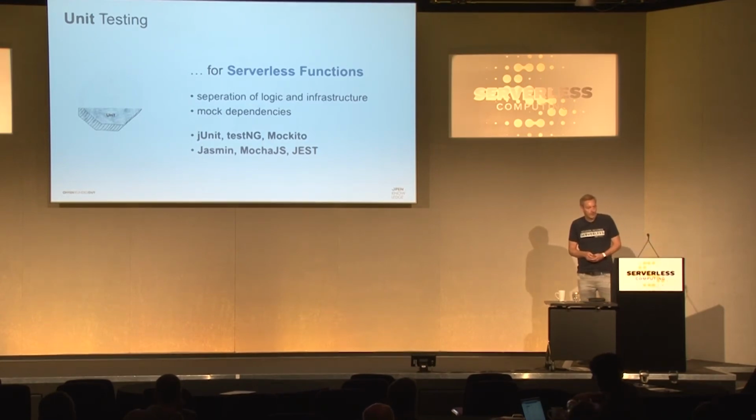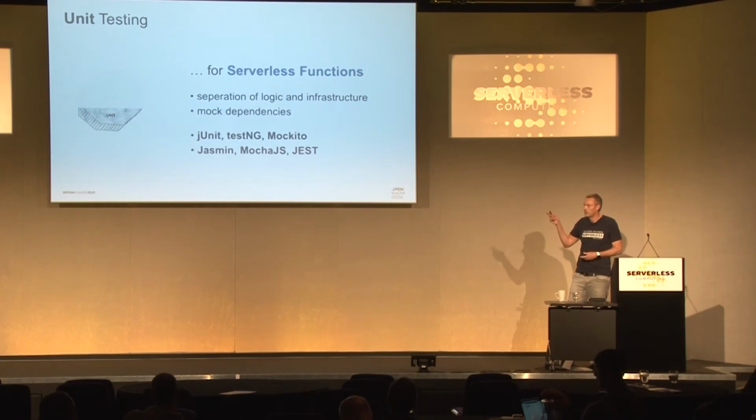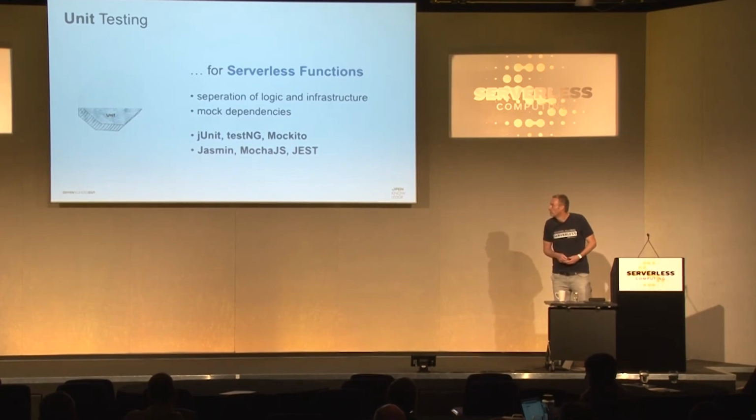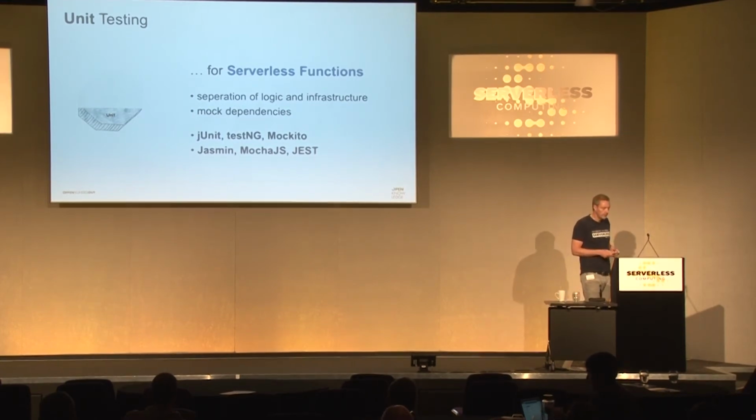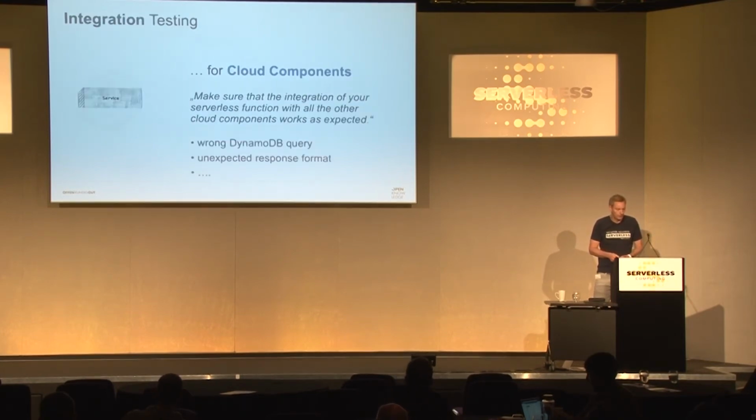And of course, we can mock dependencies to this infrastructure code. We will see this in a demo later on. Therefore, we have frameworks like JUnit, TestNG, and Mockito to do this test, in the Java world, and Jasmine, Mocha.js, Jest, and different others in the JavaScript world. So this is kind of easy if we reach the goal that we separate the business logic from the infrastructure logic.